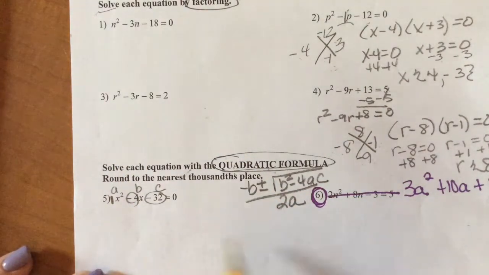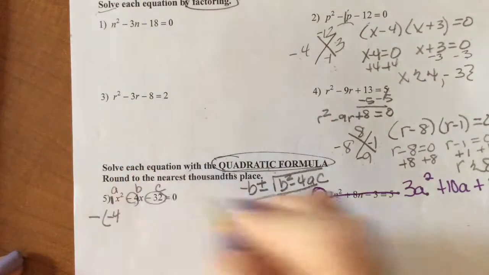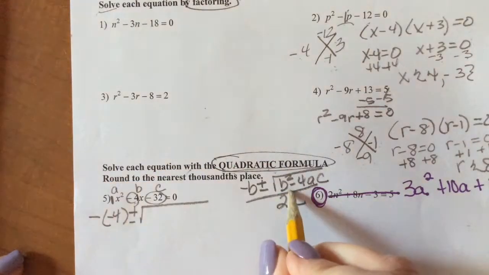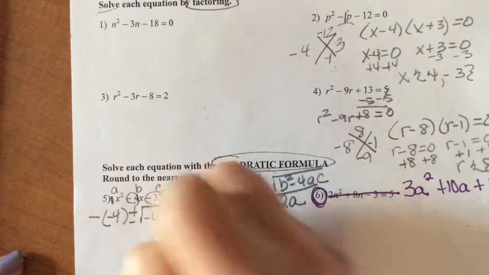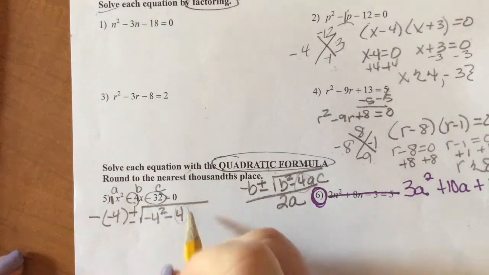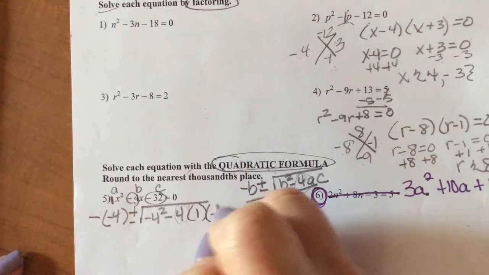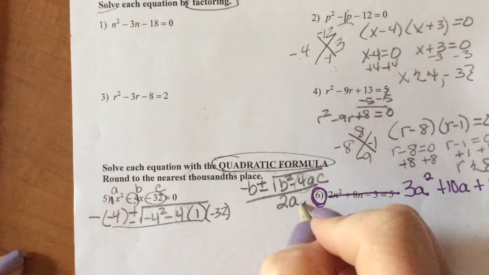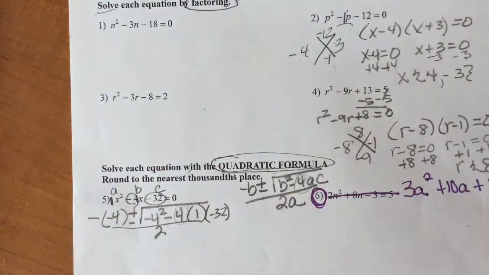So -b is this. Now remember, it's going to be -(-4). Then plus or minus. Then it's b squared, so -4 squared. Minus 4, a lot of 4s, but remember, this 4 is part of the formula, so it has to be there. Times 1 times a -32. Don't forget your negative sign. Over 2 times a, which a is 1, so I'm just going to go ahead and write a 2 because 2 times 1.